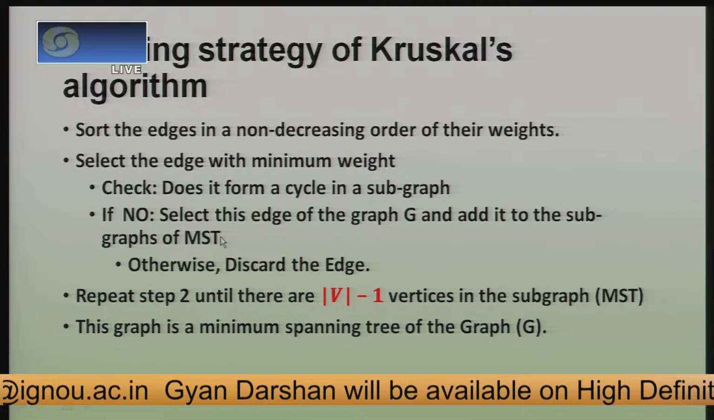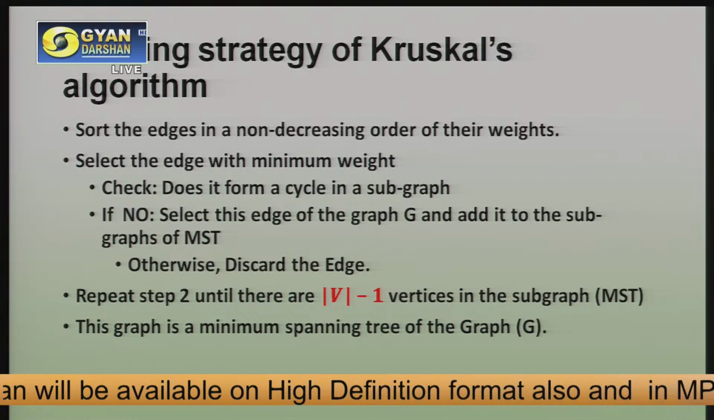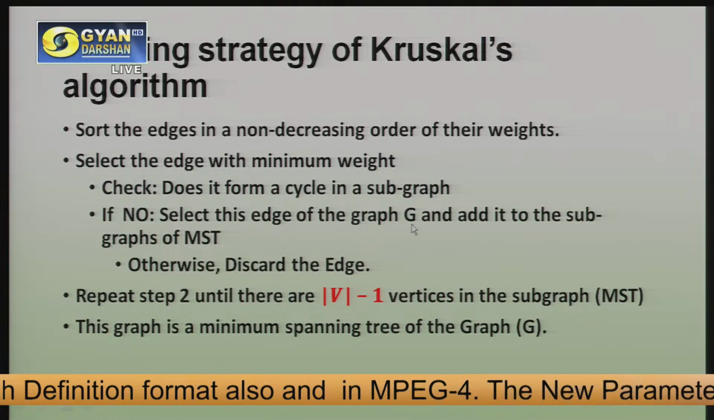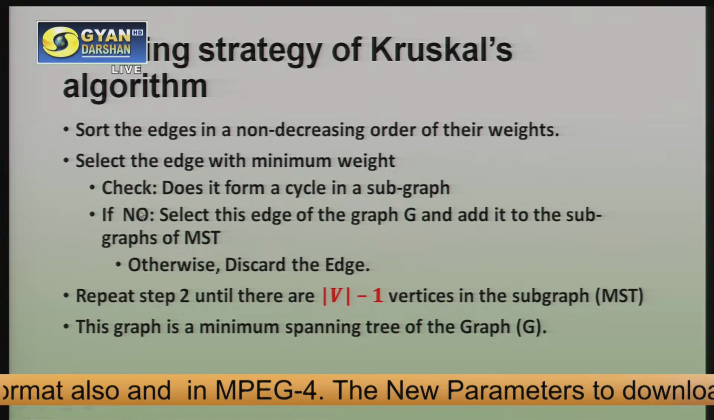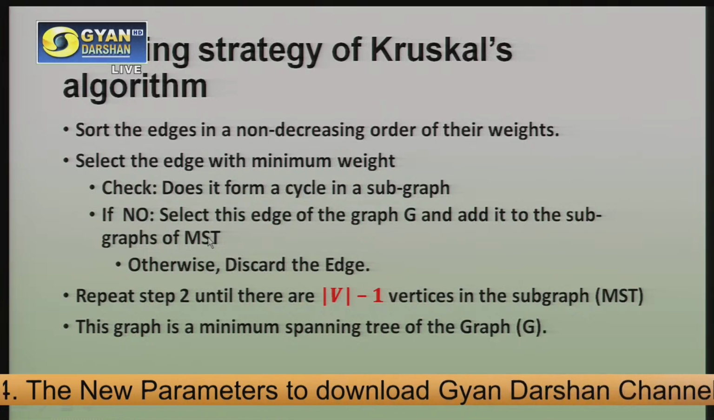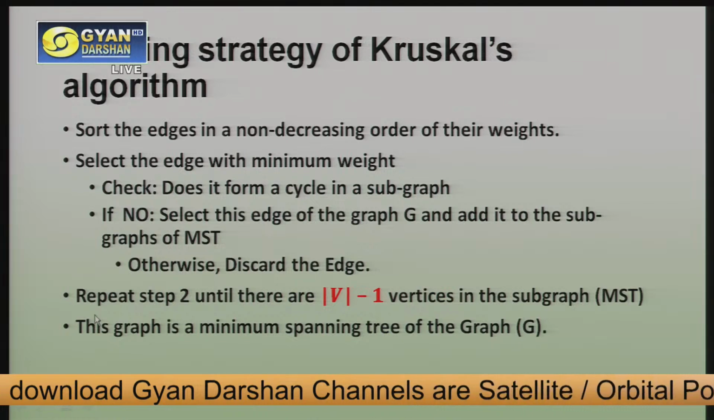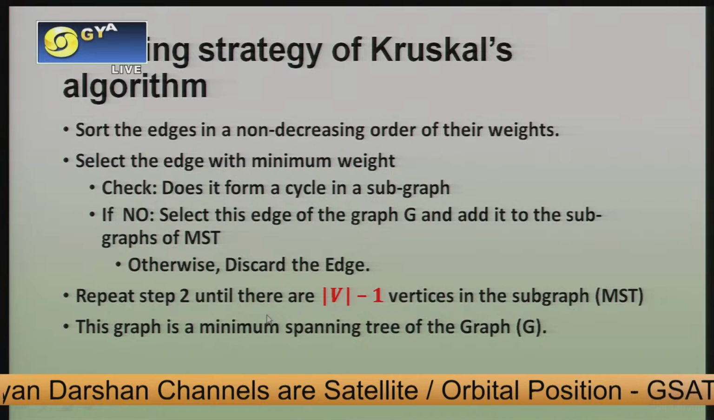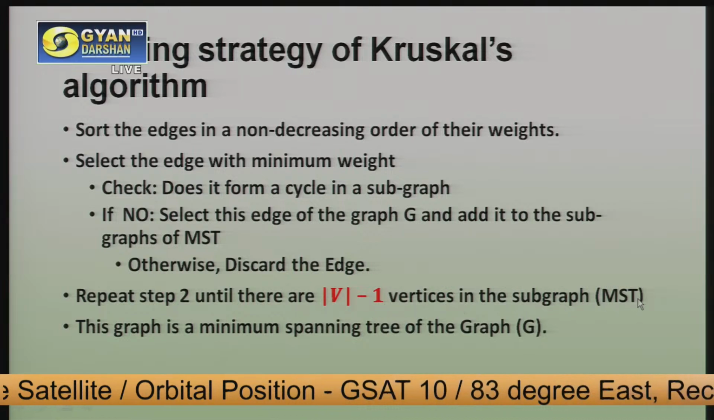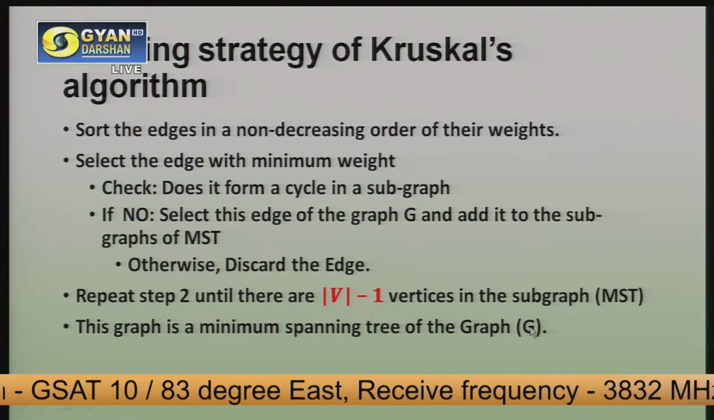So we'll be making a subgraph with all the nodes distinct. From there we would be starting. Otherwise we will be discarding that particular edge. So if no, select the edge of the graph G and add it to the subgraph of MST. Otherwise discard the edge. Now repeat step 2 until there are V minus 1 edges in the subgraph. This graph is the minimum spanning tree of the graph.